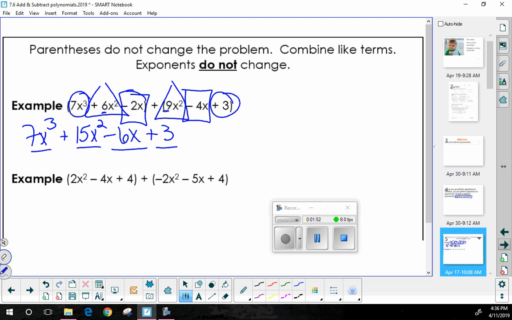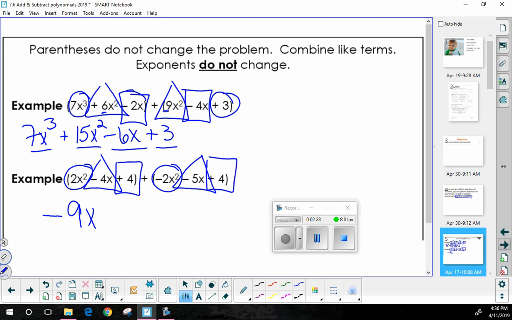So now let's do this other one. I'm going to go through and circle all the x squared terms. And those are the only ones that I have that are x squared. So I see this is 2x squared minus 2x squared. Well, that means I have 0 x squareds left. So here's a negative 4x, and here's a negative 5x. So negative 4x minus 5x is negative 9x. And then I have plus 4, plus 4, so that makes a plus 8.